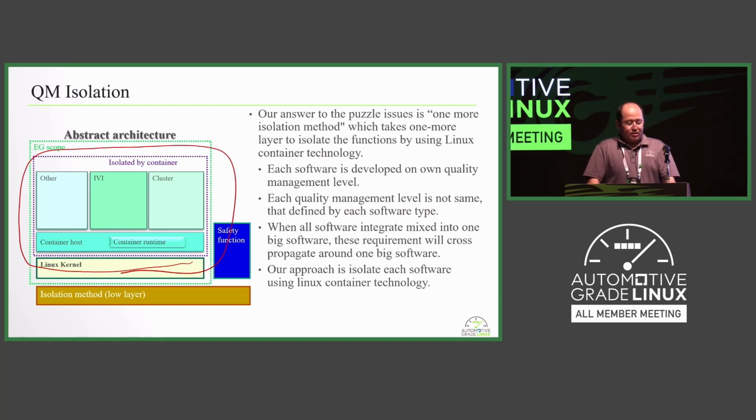Each software is developed at its own quality management level. The cluster part is developed under cluster quality management, and the IVI side is developed under IVI-level quality management. When all software is integrated and mixed into one big software, meaning the IVI and the cluster are in one root file system, these two quality requirements will cross-propagate around one big software package.